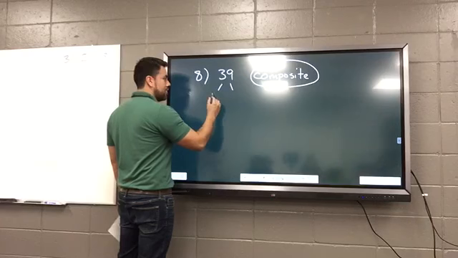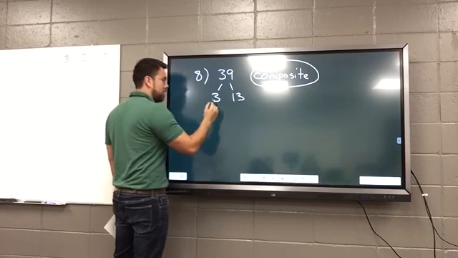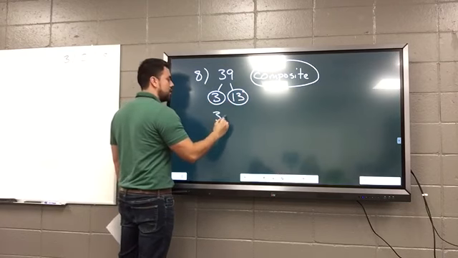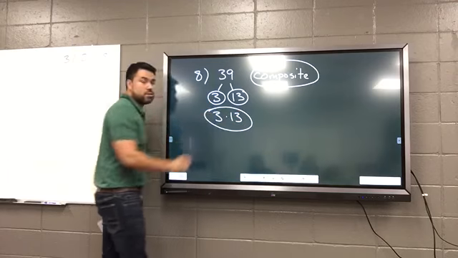13 and 3. 3 times 13. And are those both prime? So what's the prime factorization of 39? 3 times 13. That's all you have to do.